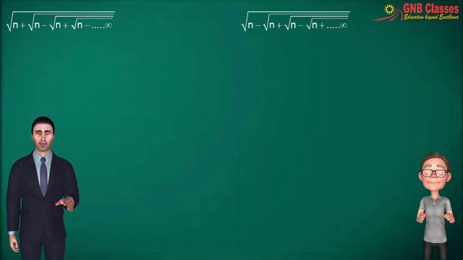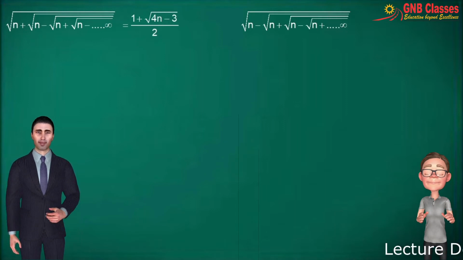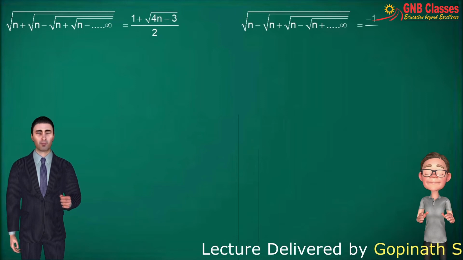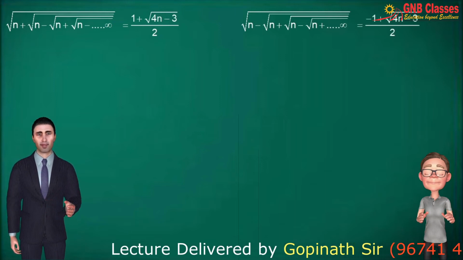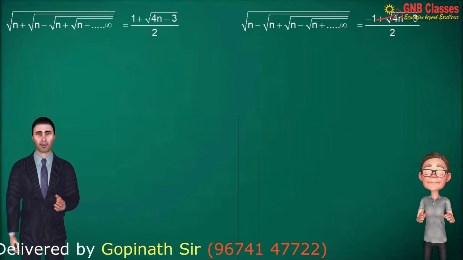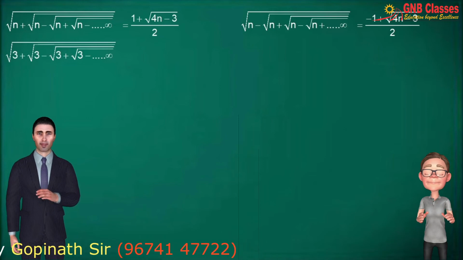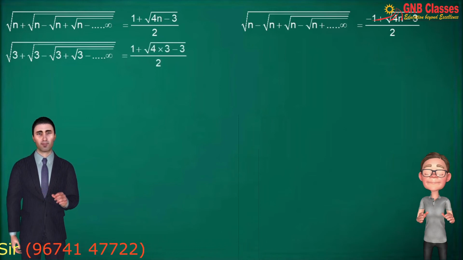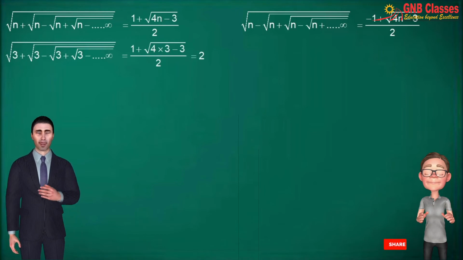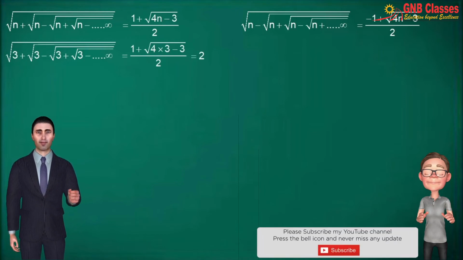Now the answer for the first expression will be 1 plus under root 4n minus 3 by 2, and the answer for the second expression will be minus 1 plus under root 4n minus 3 by 2. Is it clear? Now let us take an example for the first expression. For this expression, its answer will be 1 plus under root 4 into 3, because here n is 3, minus 3 whole divided by 2. That gives you the answer as 2. Is it clear? This is of the form of the first expression.